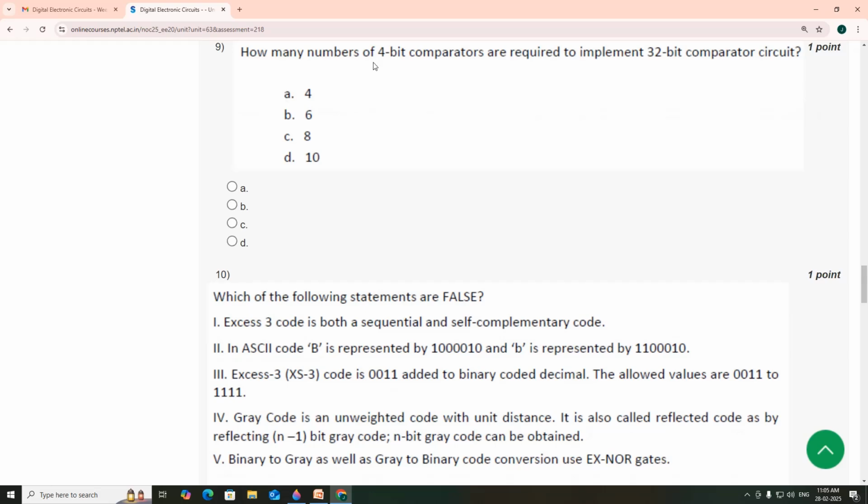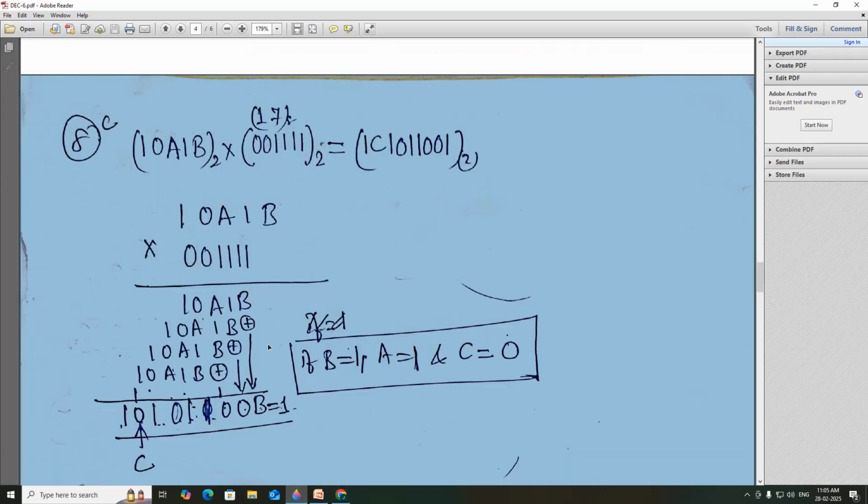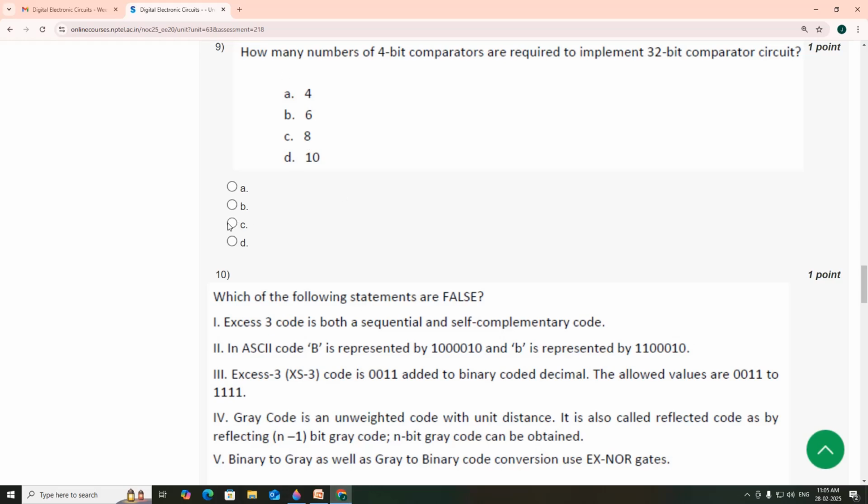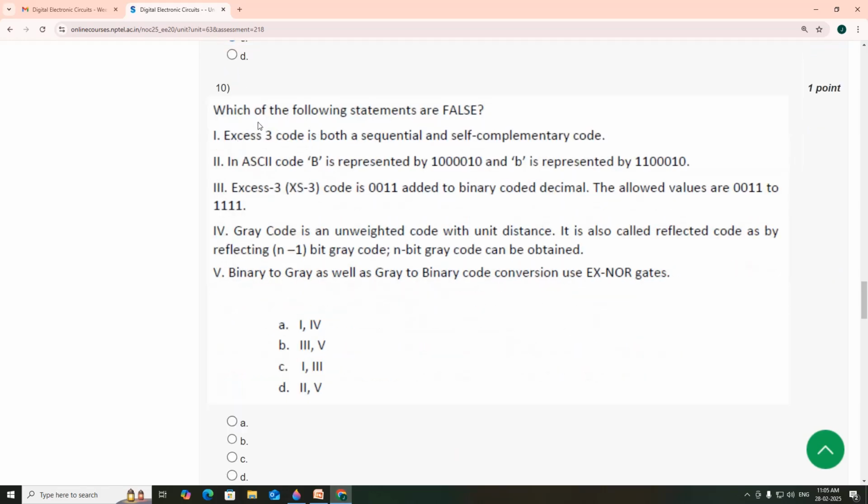Ninth one, how many 4-bit comparators are required to implement a 32-bit comparator? Simply divide 32 by 4, we get 8. Option C.